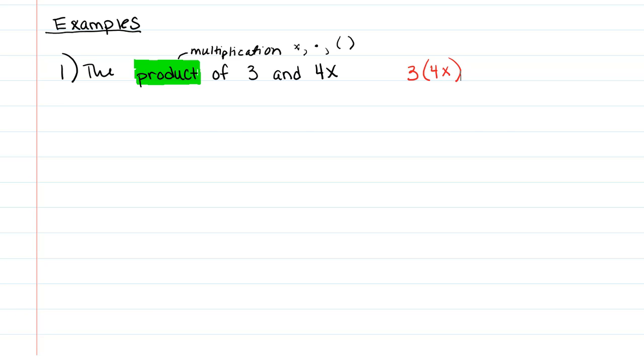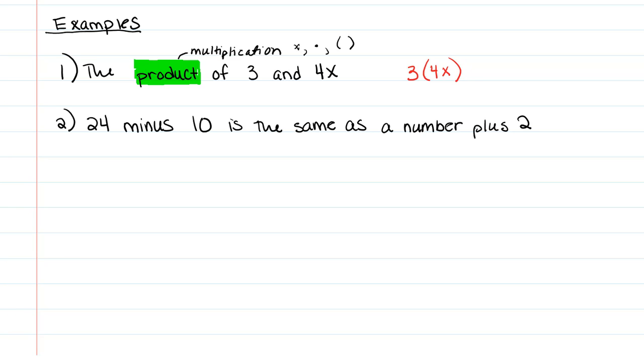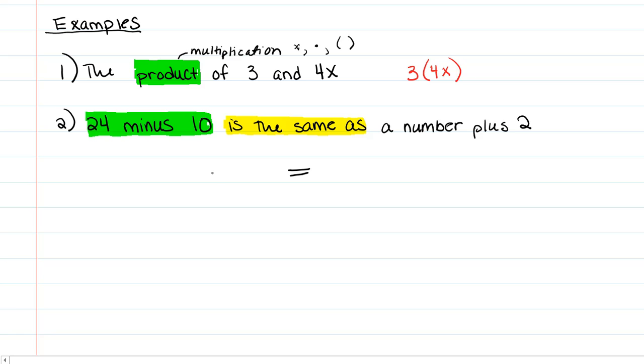So let's go on to example 2. 24 minus 10 is the same as a number plus 2. Let's break this down a little bit. So 24 minus 10 is the same as, that is what's telling us to write an equal sign. So I'm going to write that right below it. All right, let's look to the left of the equal sign. 24 minus 10, so I'm just going to write 24 minus 10. And lastly, a number plus 2.